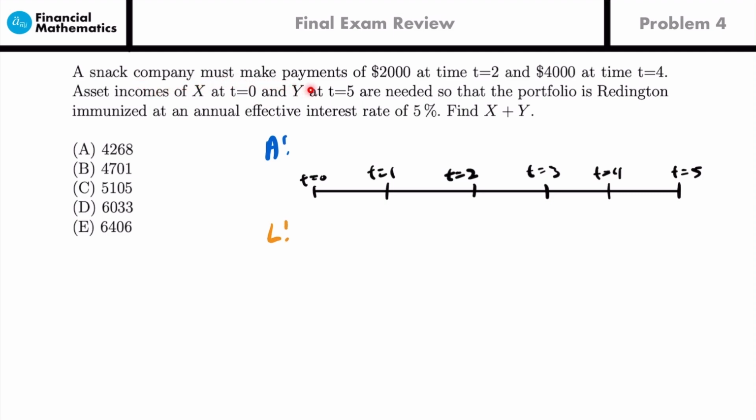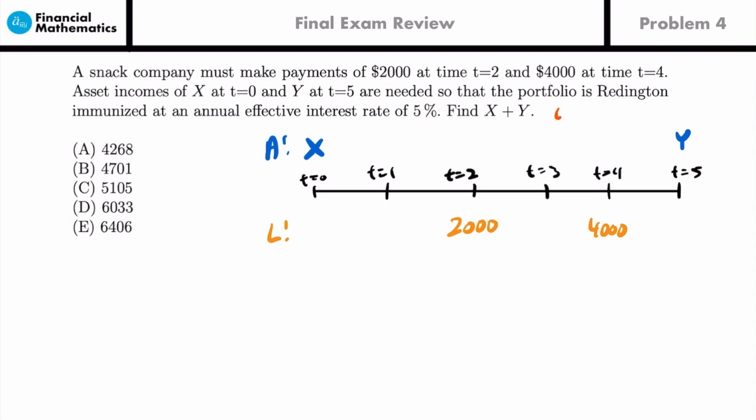And the company must make payments of $2,000 at time 2 and $4,000 at time 4. Those are liabilities because the company has to make those payments. The payments are leaving the company, they're going out, so they're liabilities. So we have 2,000 at time 2 and 4,000 at time 4. Now for the assets, we have incomes of X at time 0 and Y at time 5. So we have X at time 0, Y at time 5. All right, and those are the assets that are needed so that the portfolio is Redington immunized at an annual effective interest rate of 5%.